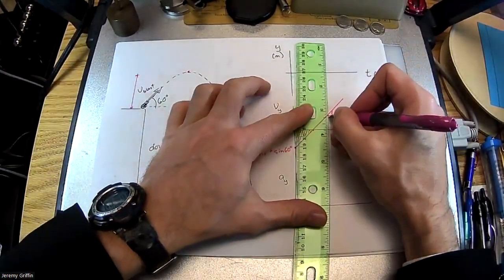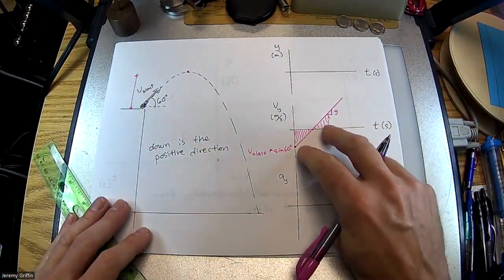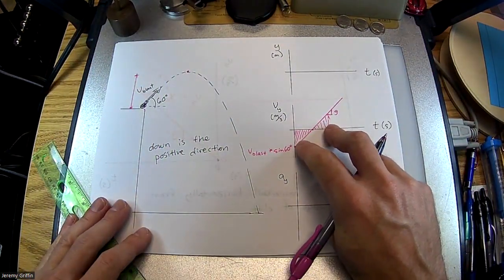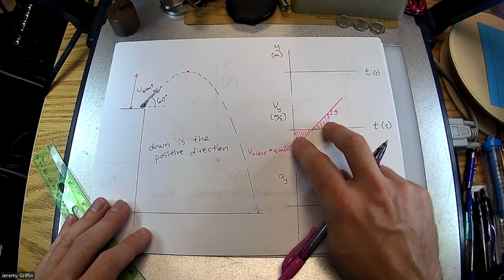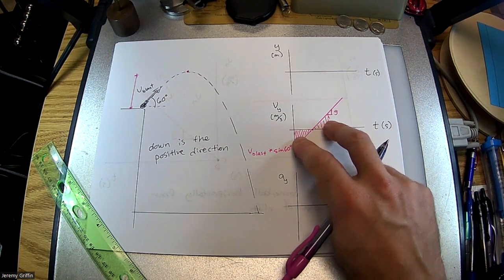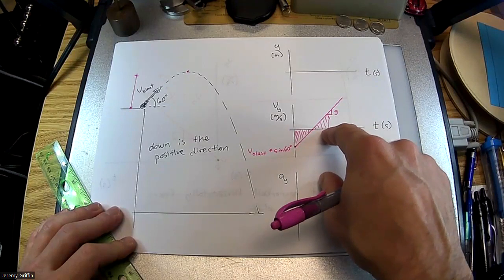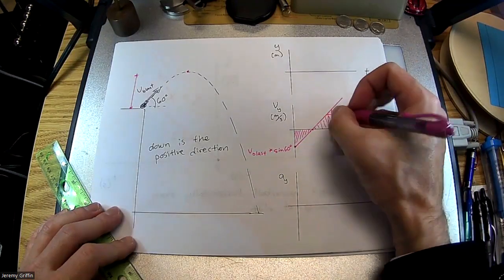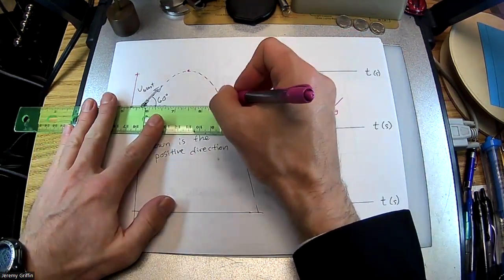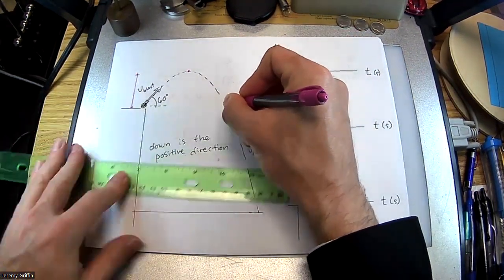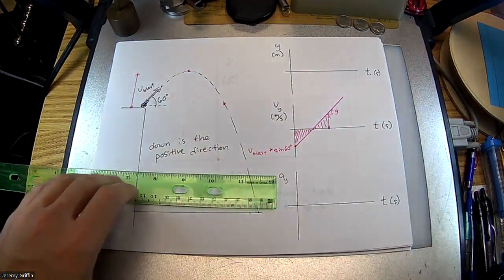Guys, is that hashed-in triangle right there about equal to that hashed-in triangle right there? Right. And if you take that negative area plus that positive area, that has to sum to what? Zero, right? If they're the same size triangle. Which would mean zero vertical displacement at this time. That's right, because that's when it's at the same height that it started at.